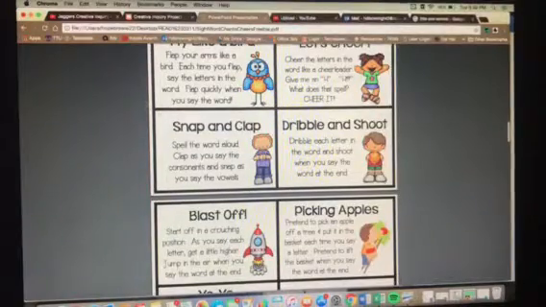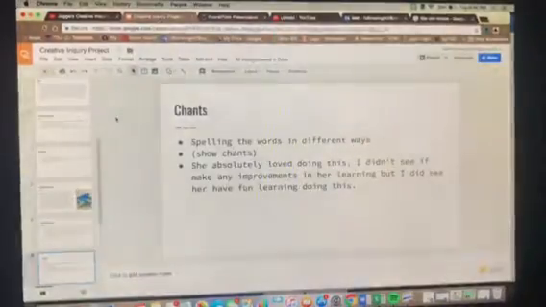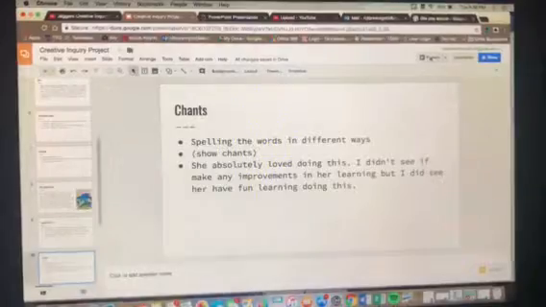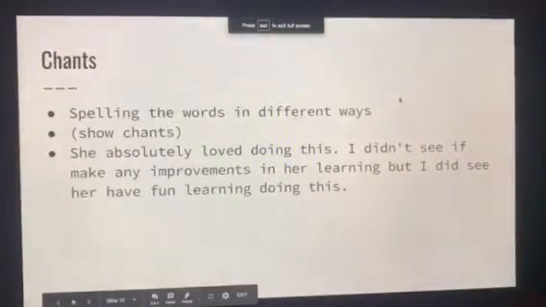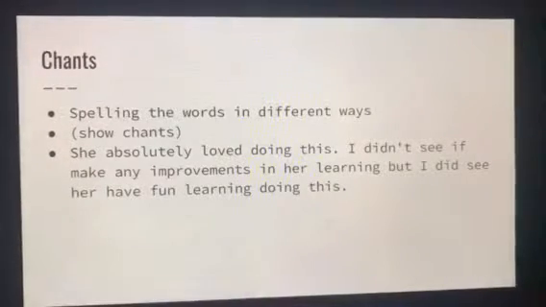I didn't see very much progress with this, but I saw that she really enjoyed doing it, so we continued to do it. And I guess it just really helped her with remembering how to spell it, because she's not having anything to write it down on. She's just having to say it from memory.